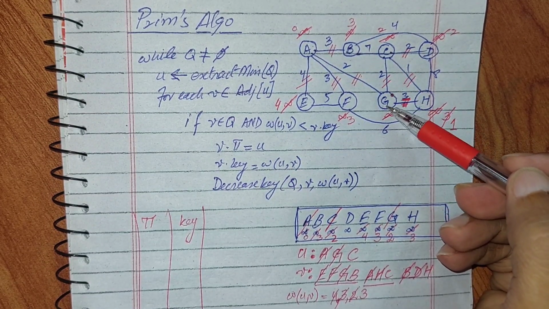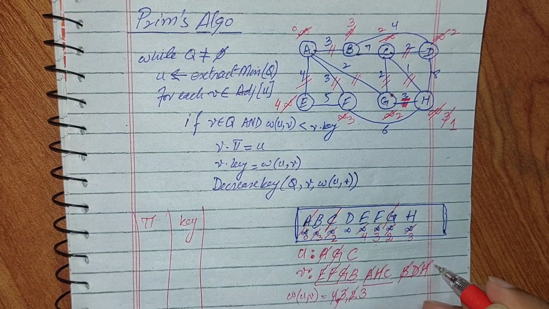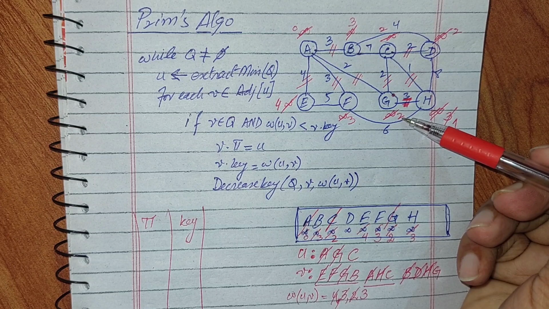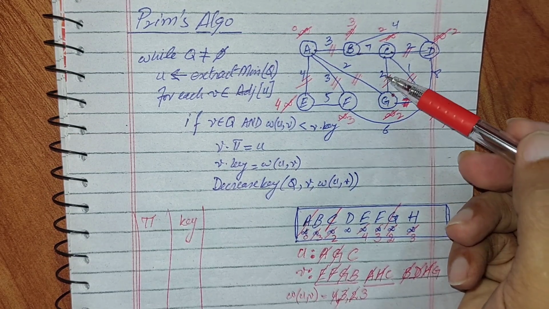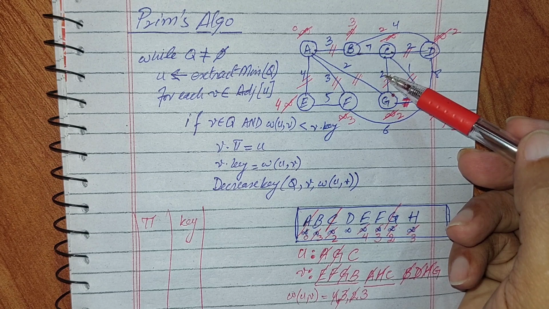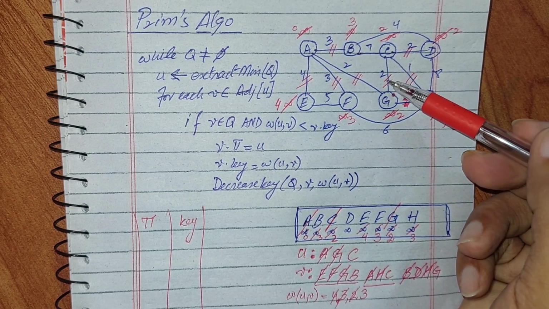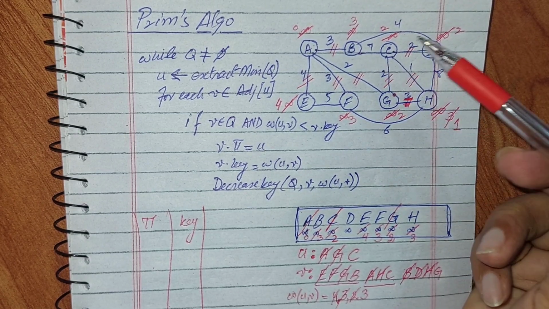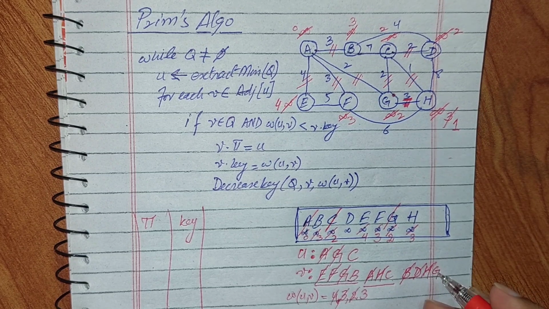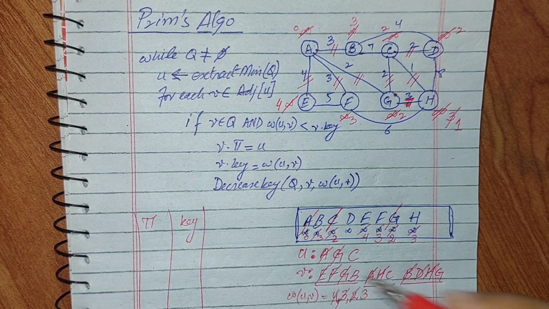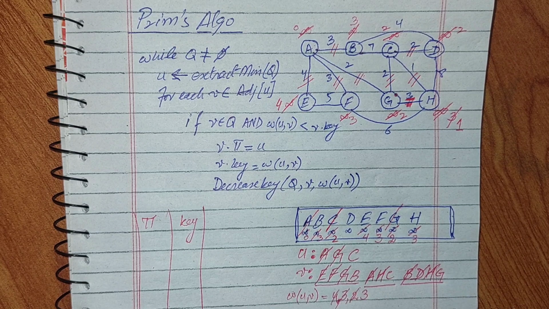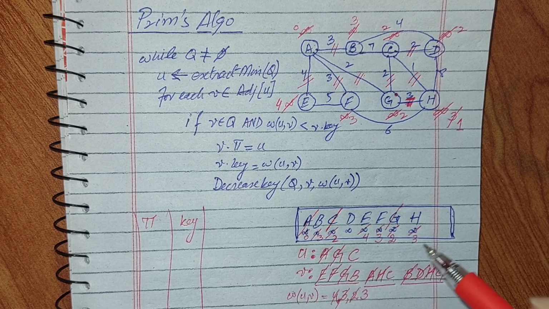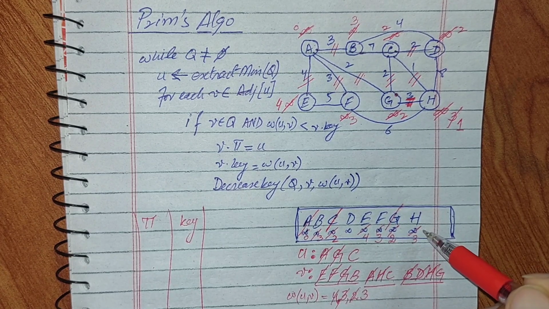The next neighbor is G. The key of G is 2 and the weight of UV is 2, so it is the same. So there is no need to update this one. Moving towards the next one, I think we have explored all the neighbors of G. In this way we will continue this whole algorithm, and finally we will have no element in the queue.